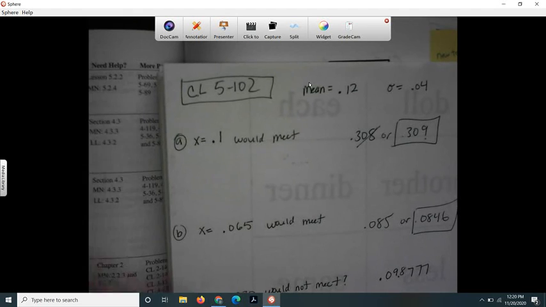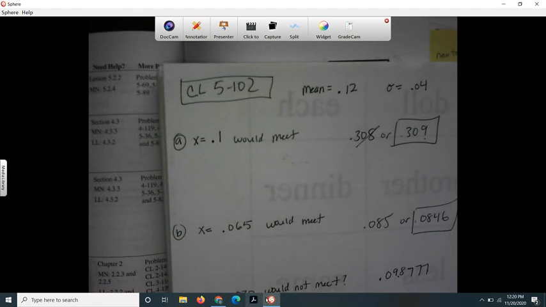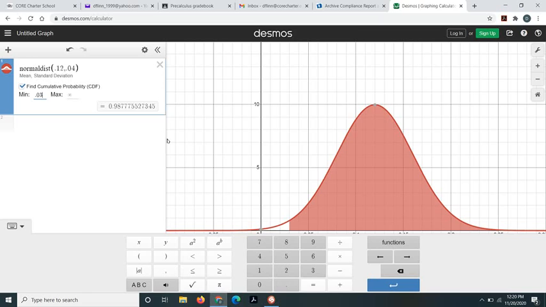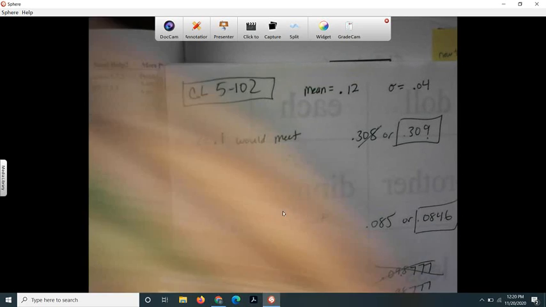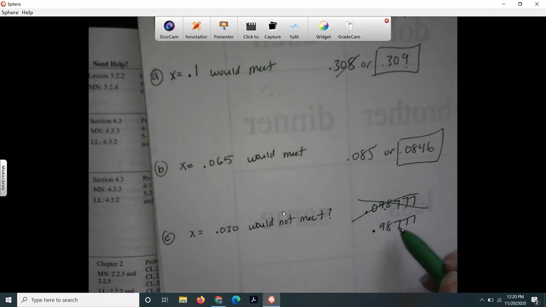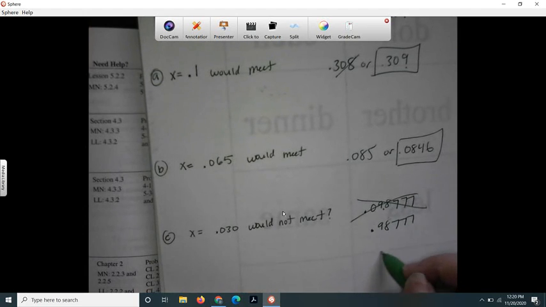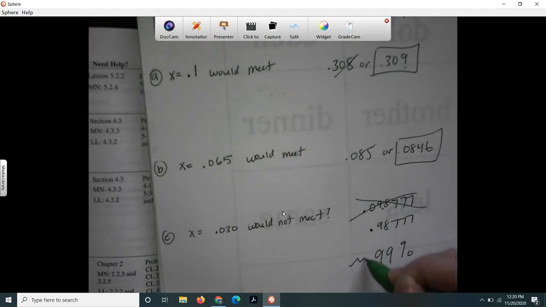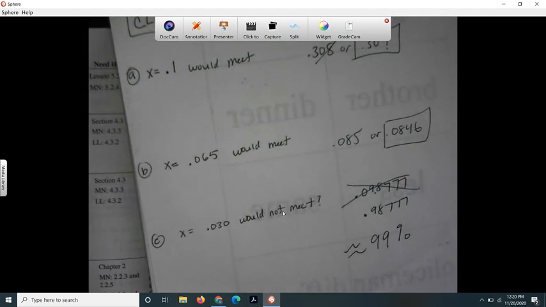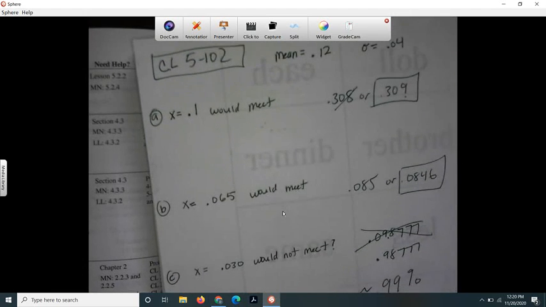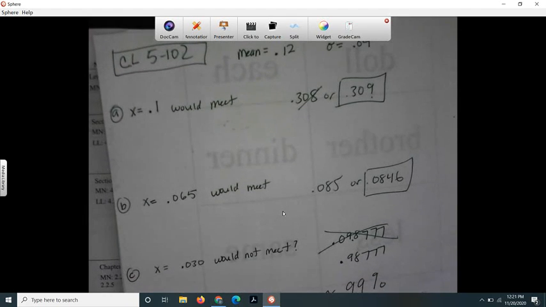I think I might have written it wrong. Let's go back. It was 0.9877. So that's about, if the 7 rounds the 8, that would be about 99%-ish. That's the vehicles that would not meet the standard. So anyway, all these problems are just, you need to use your Desmos normal distribution calculator on these.